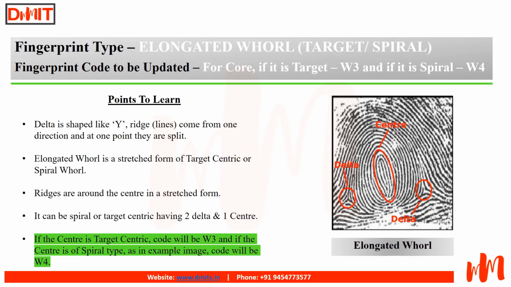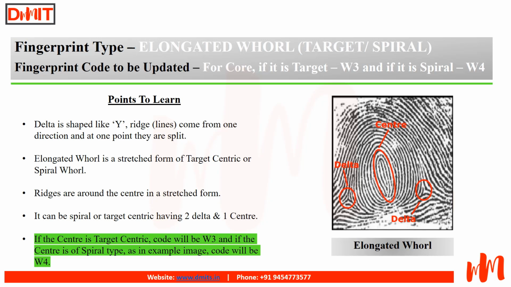The next type of fingerprint that we have is elongated whorl. It could either be target or spiral. In this case again, the delta is shaped like Y. The ridges or the lines come from one direction, and at one point they are split, as you can clearly see in the image. Elongated whorl is a stretched form of a target centric or spiral whorl. So either it could be a stretched form of target centric or the spiral whorl.